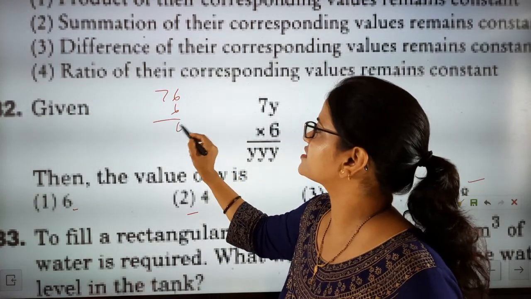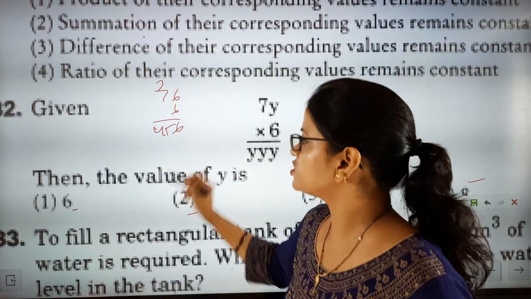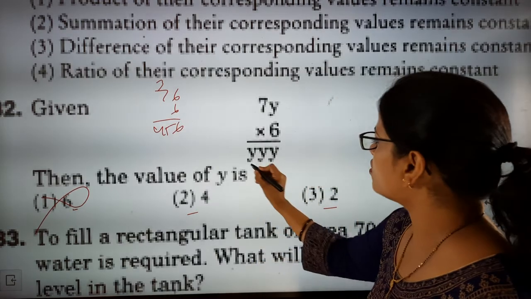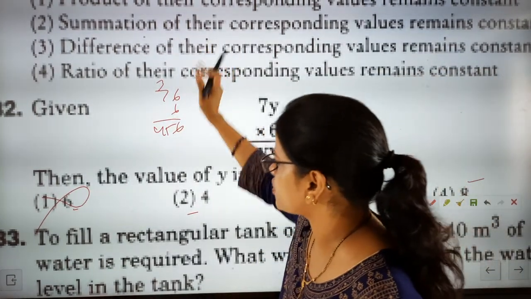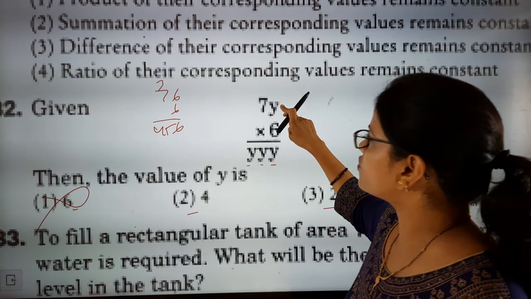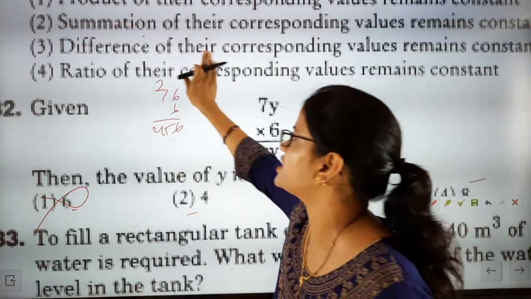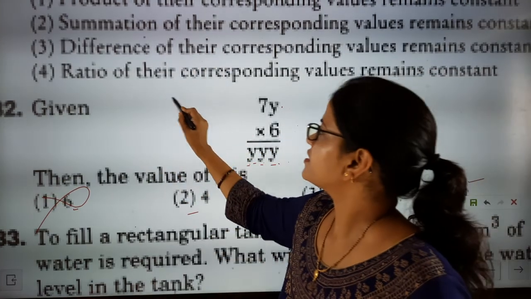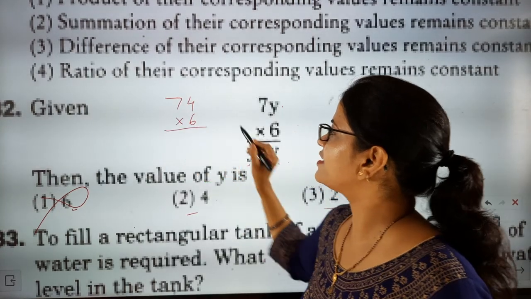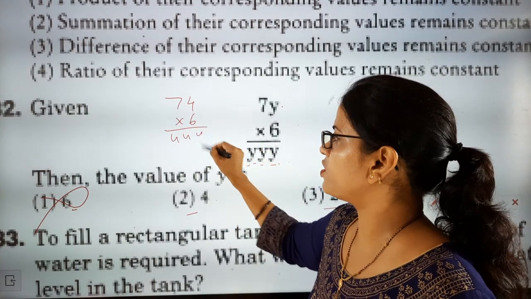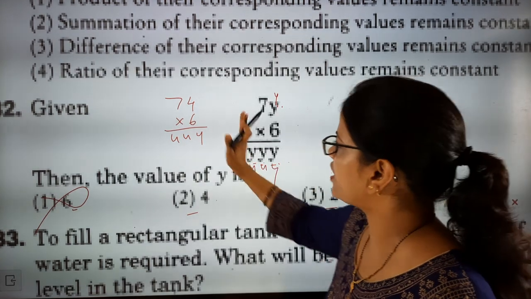Options: 6, 36, 3, 7, 42, 44, 45. So this option is wrong, because here all three will have to be y. If we take 6 instead of y, it is not coming as 6, 6, 6; it is coming as 4, 5, 6. Now again, instead of y we will take 4 and 6 is there. Let us see whether 4, 4, 4 is coming or not, because if y is 4, all three will have to be 4.